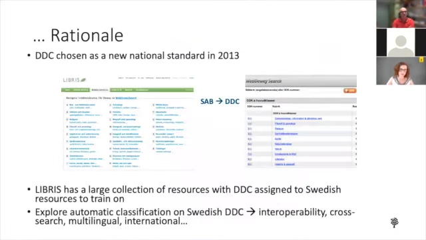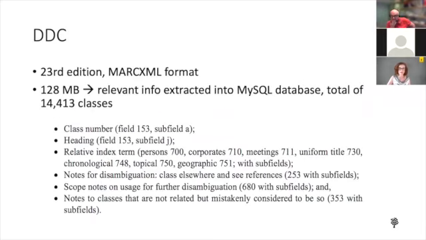Also, another reason that we focused on DDC was that Sweden switched from SAB to DDC in 2013. And DDC is de facto almost an international classification scheme, which is most widely used of all classification schemes. And since the numbers are the same in all languages, it's really easy to do cross-lingual search and further make Swedish resources visible, etc. So there are these other ultimate purposes also.